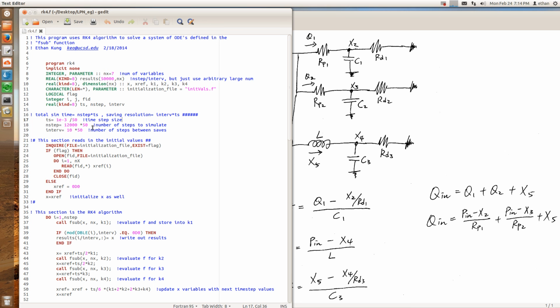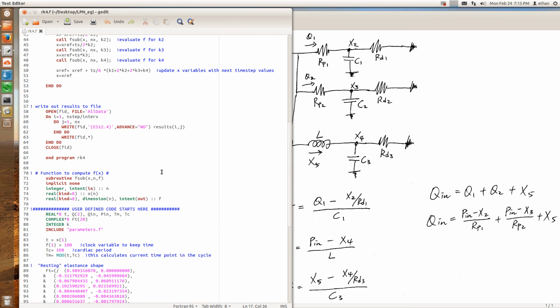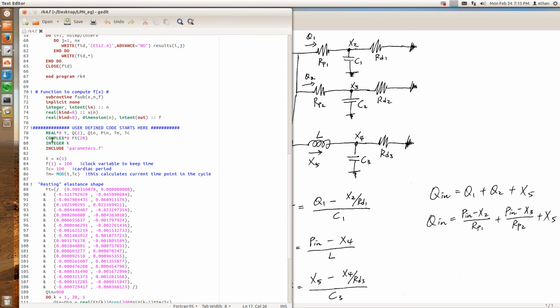Usually you don't have to change this. Right now it's set to simulate probably enough time for what you need, and it's saving every 0.01 seconds. And then you don't have to do anything here. Okay, so the stuff that you want to add starts after this line right here.